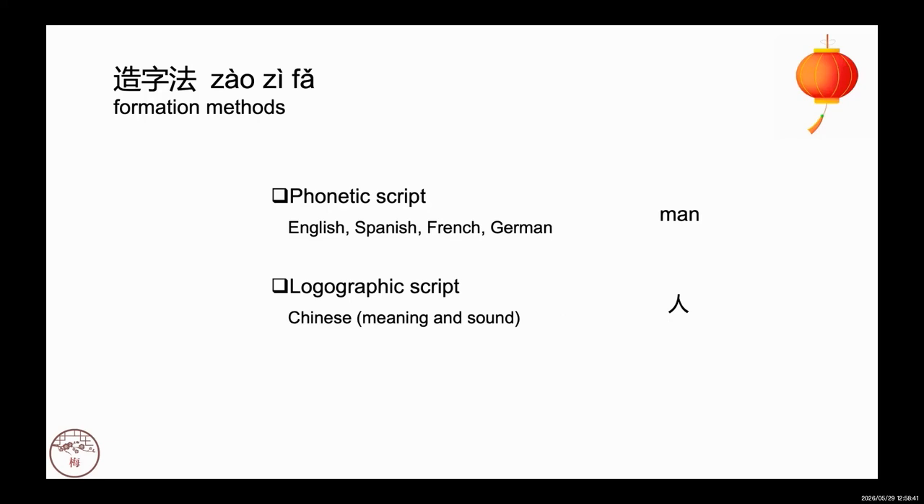By contrast, we can know how to pronounce an English word, and especially a Spanish word. The pronunciation system is really, really simple, much simpler than English. But for Chinese, it's the opposite. You can guess the meaning, but you cannot pronounce it without learning.